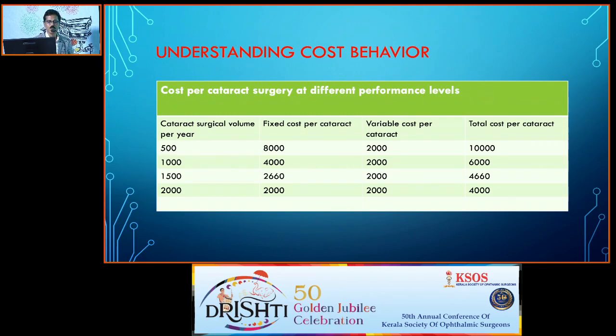But if your volume, say the next year, increases to 1,000, with this small increase in volume, you may not have to increase the space or the number of staff. You can still manage with the same number of staff, the same place and the same equipments. But you find here that your fixed cost per cataract comes down. If you increase the surgical volume by double, it comes to half, 4,000. So proportionately, your total cost per cataract comes to 6,000. And if your package rate is still 14,000, your profit would be almost 8,000.